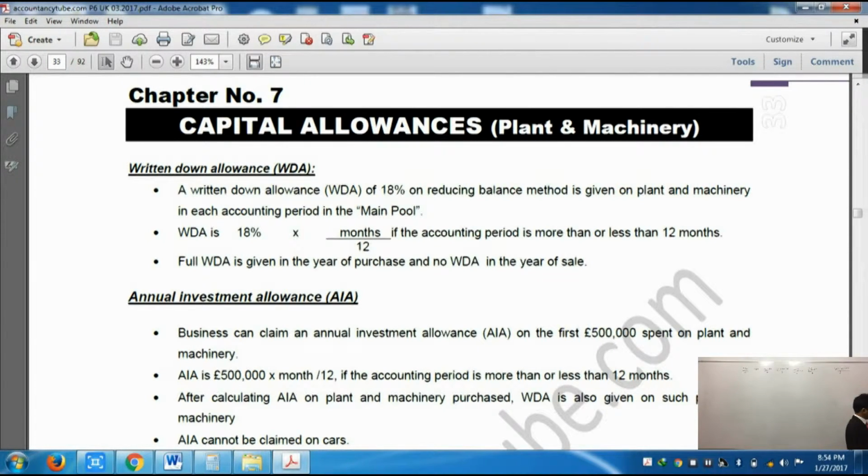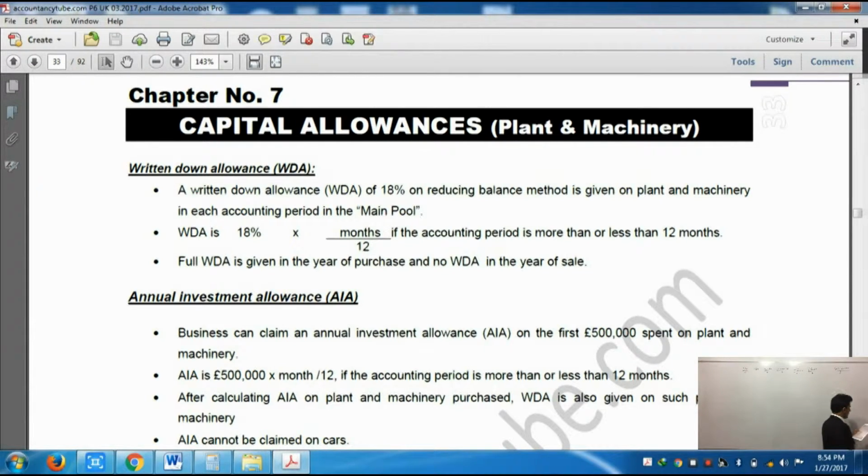It is given on plant and machinery in each accounting period in the main pool. Then it says if the period is less than 12 months, then we will have to multiply by months over 12. Even if it is more than 12 months, we still need to adjust this percentage. This 18% is for 1 year, only 12 months. So if your accounting period is more or less than 12 months, we'll have to adjust this 18% according to the months in the accounting period. I hope at this level now you can do it.